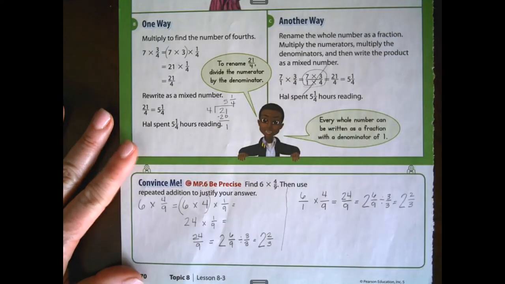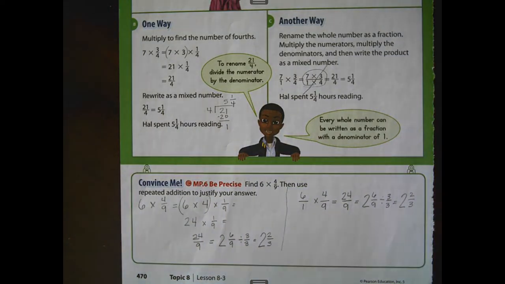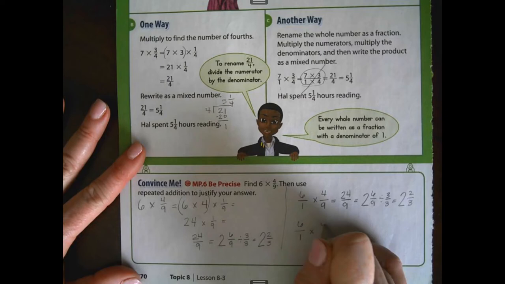Let me show you guys something. We can use something that we call multiplying the fractions using cancellation. And if we can find a numerator and denominator that we can simplify with a common factor, we can get a product that doesn't usually need to be simplified. Let me show you what I'm talking about. 6/1 times 4/9.